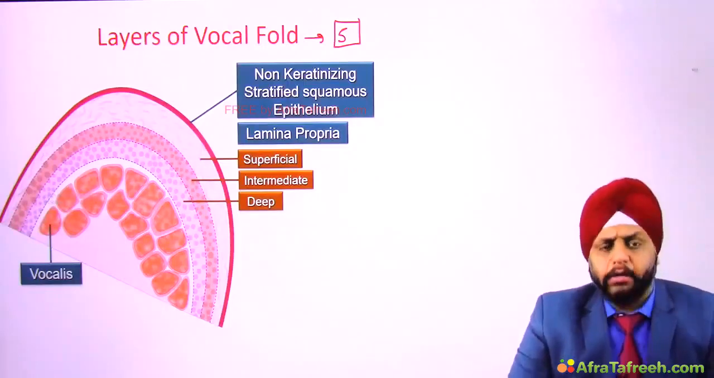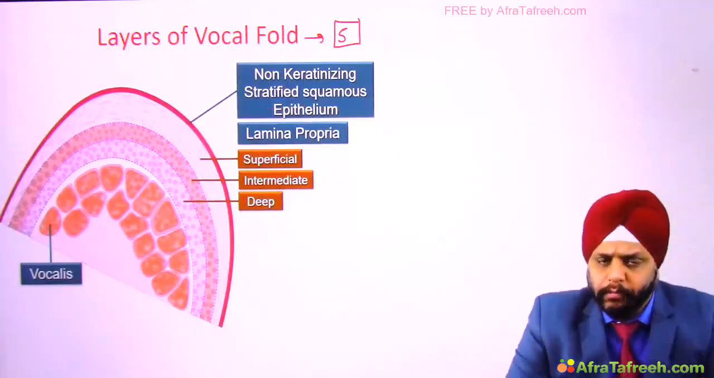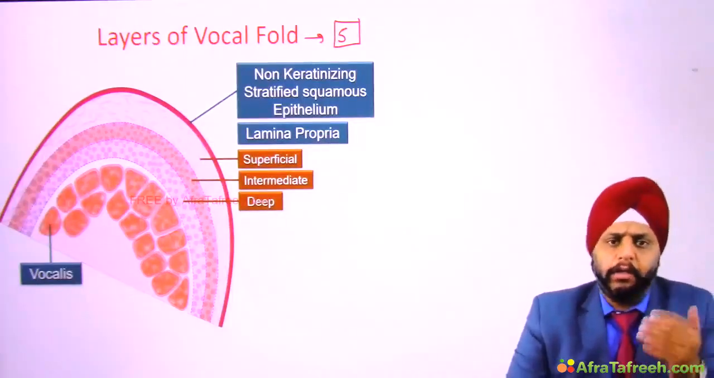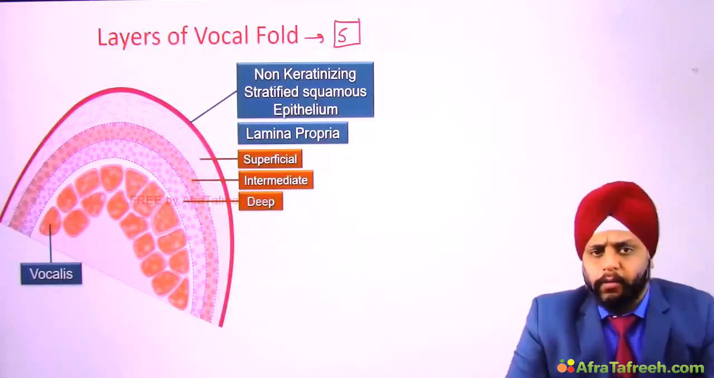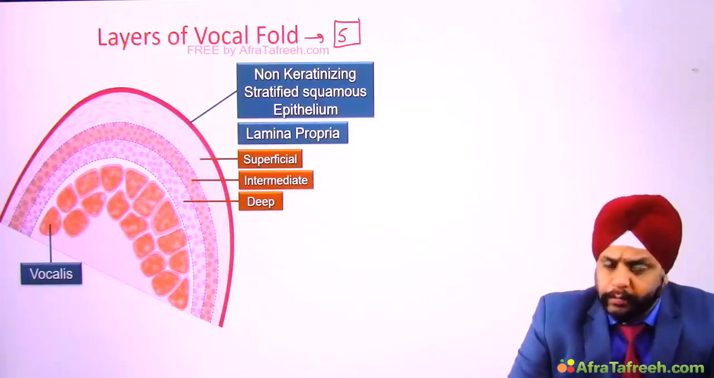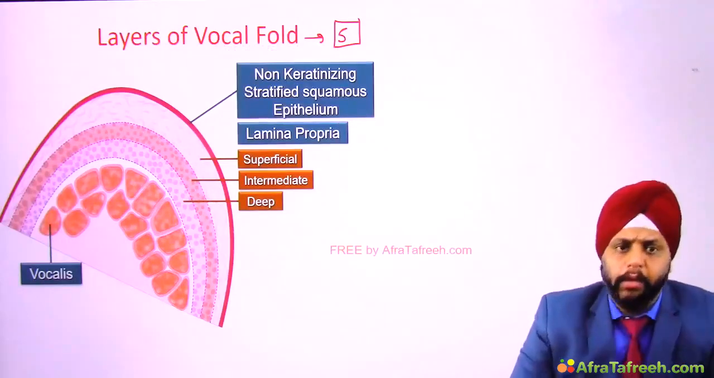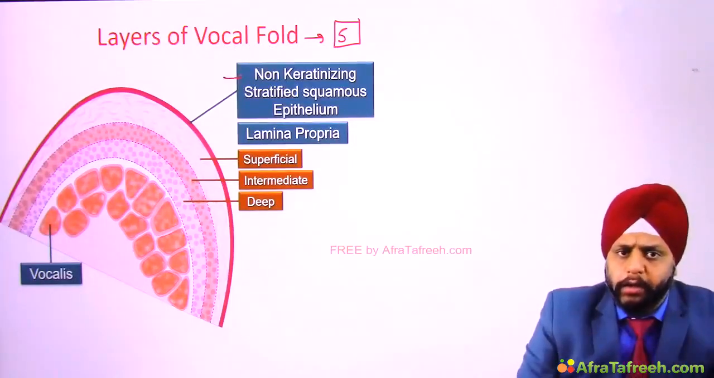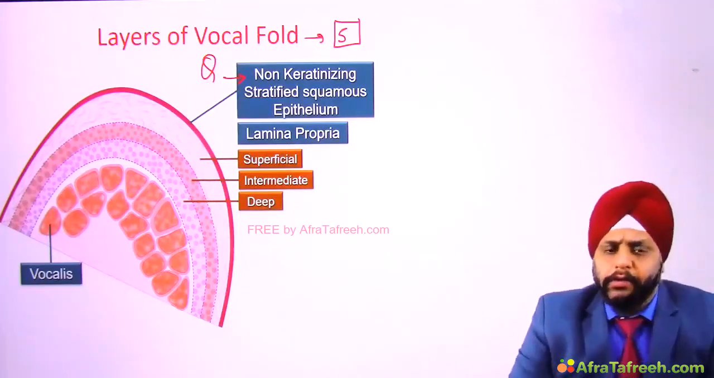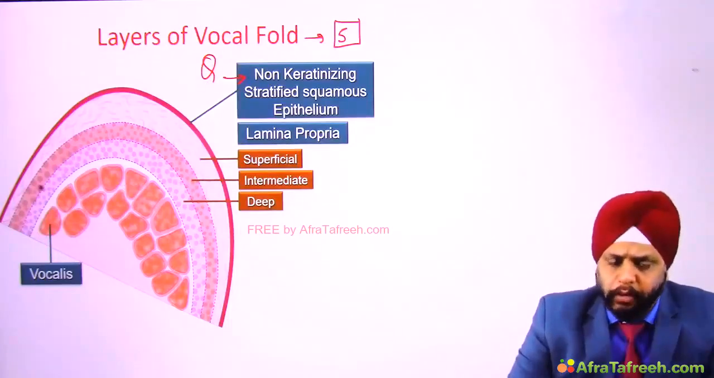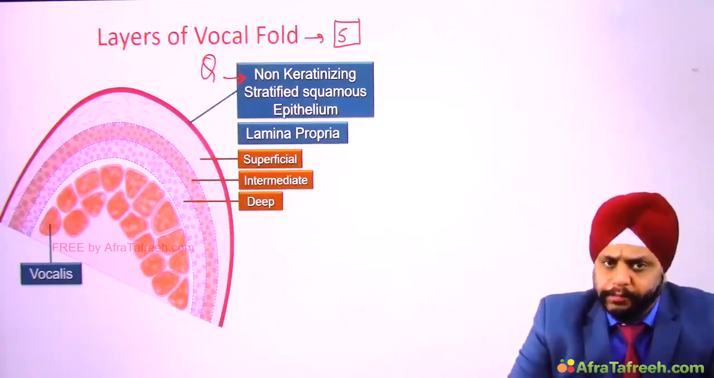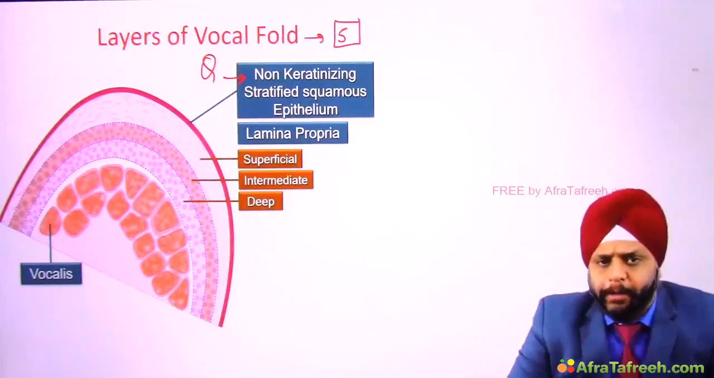Now, remember the whole respiratory pathway, starting from the nose, the nasal cavities, the paranasal sinuses, the pharynx, larynx, trachea, bronchi. They are all lined by pseudo-stratified ciliated columnar epithelium. As I told you, that is known as the respiratory epithelium. But the vocal folds over here are special because they are lined by non-keratinizing stratified squamous epithelium. All right, now the lamina propria.